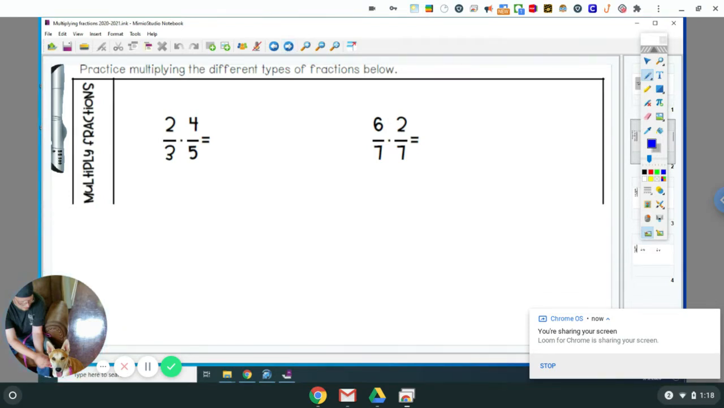When you multiply fractions, you multiply the numerators together, and then you multiply the denominators together. A lot of times you'll hear me say top to top and then bottom to bottom. So we're going to do 2 times 4, which is 8, and then 3 times 5, which is 15, and 8/15 is the simplest form, so that's your answer. That's how you multiply fractions.